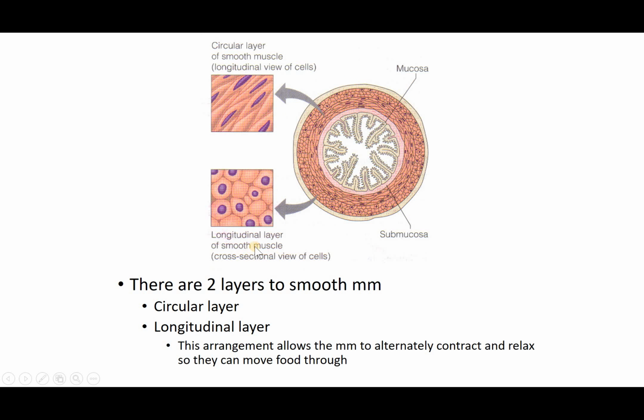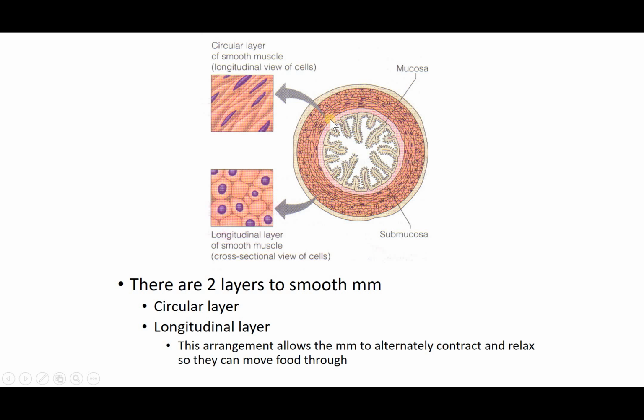So here's a cross-section of smooth muscle. Right here we're seeing the circular layer of the smooth muscle, and this outer one right there is the longitudinal layer. Then you have your mucosal lining in the middle. So this would be the lumen area where the passage of substances would actually occur.